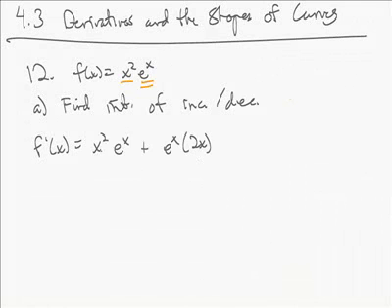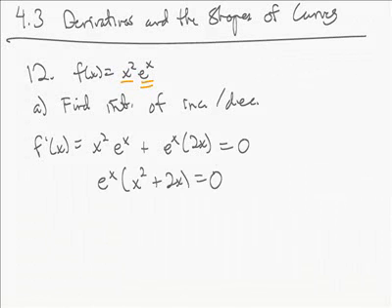Notice this function is defined everywhere, so we don't have any critical values where the function is not defined. So we're just going to be looking for where this derivative equals 0 to find our critical points. We're going to factor out e to the x, and it leaves me with x squared plus 2x.